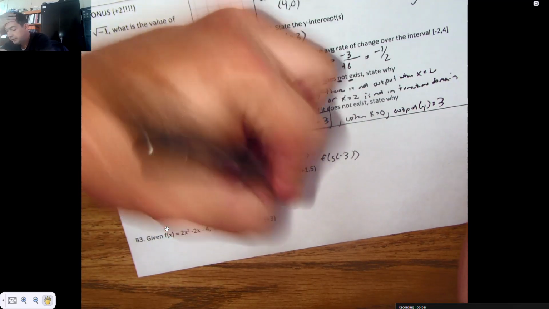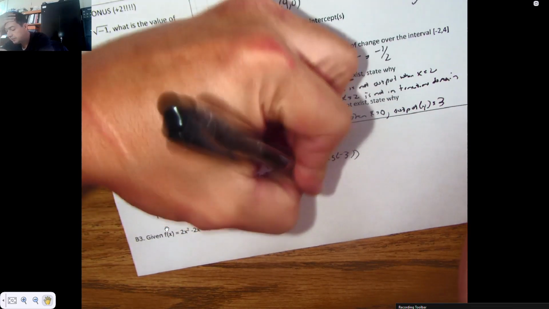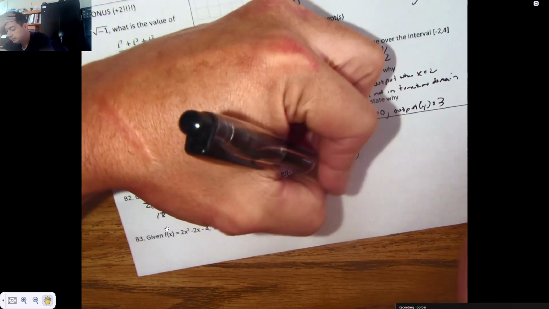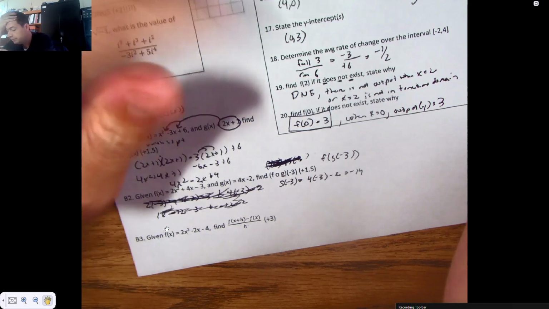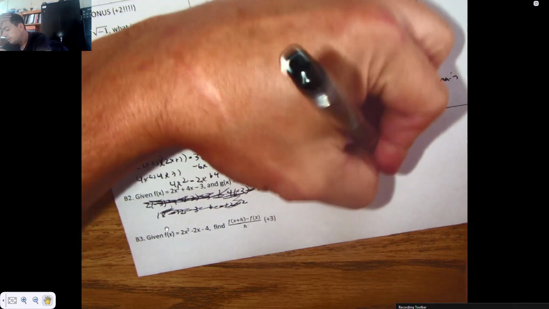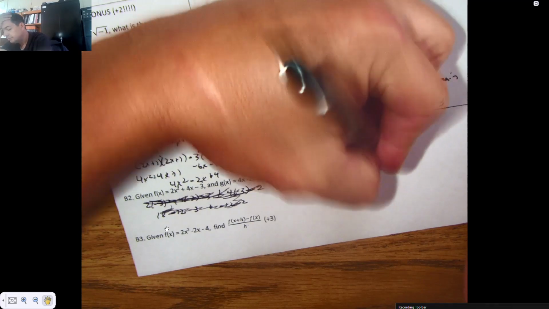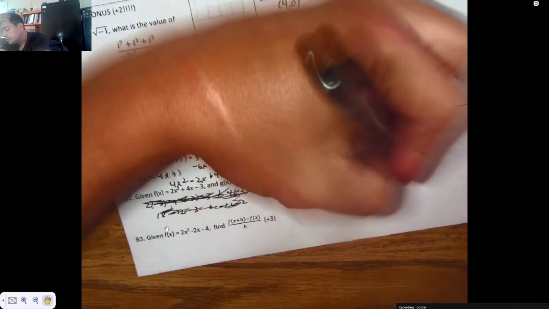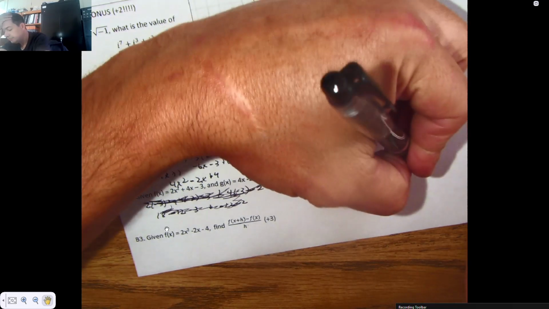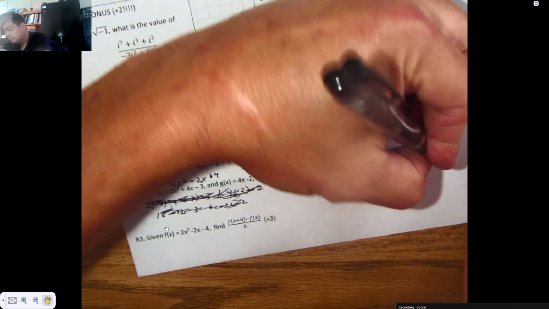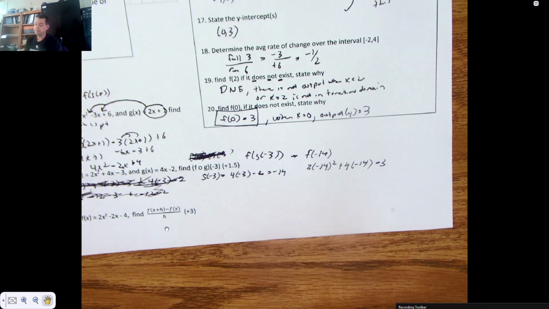g of negative 3 is 4 times a negative 3 minus a 2, which is negative 14. 4 times negative 3 is negative 12. Minus 2, you're at negative 14. So now the goal is to find f of negative 14. So I take my negative 14 in, and I put it in f. The old output becomes the new input. If I remember this one right, this one's 333.